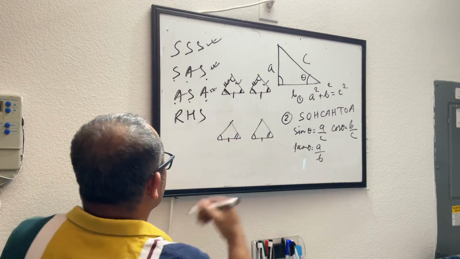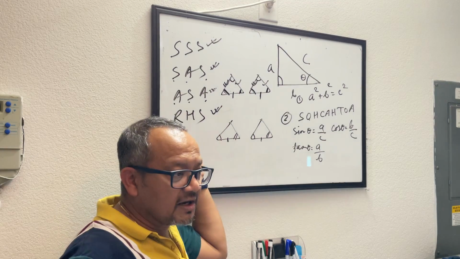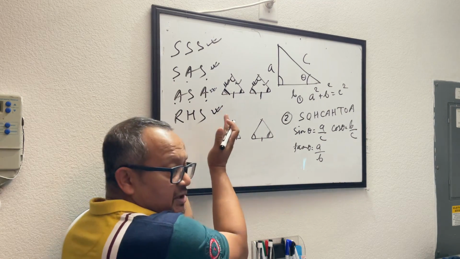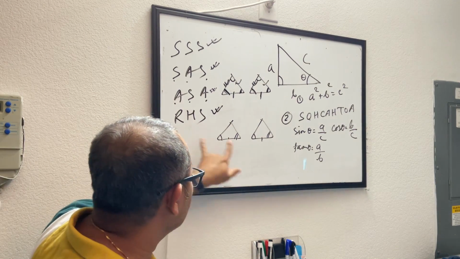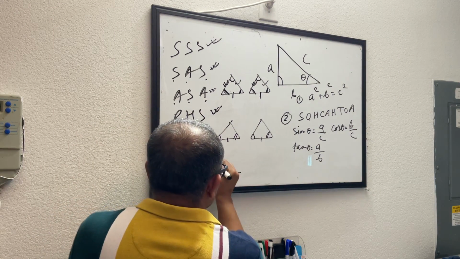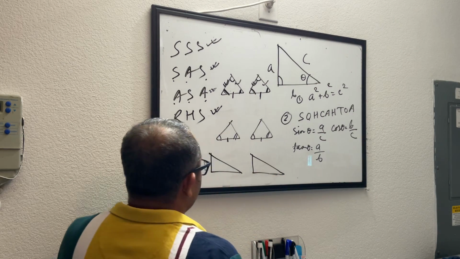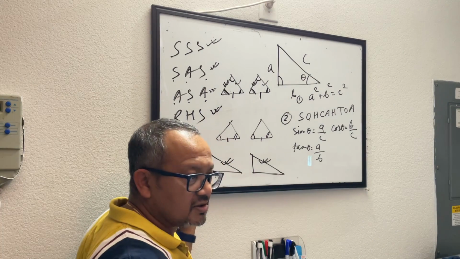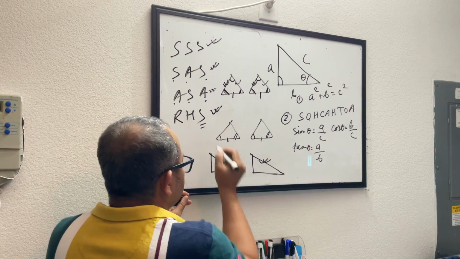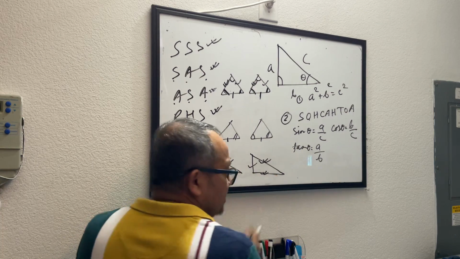Now, the last theorem says, R stands for right angle triangle. So this one is very much particular to the right angle triangle, which says if you have two right angle triangles, and the hypotenuse of both the triangles match, and any side, be it this side matching or be it this side matching, doesn't matter.